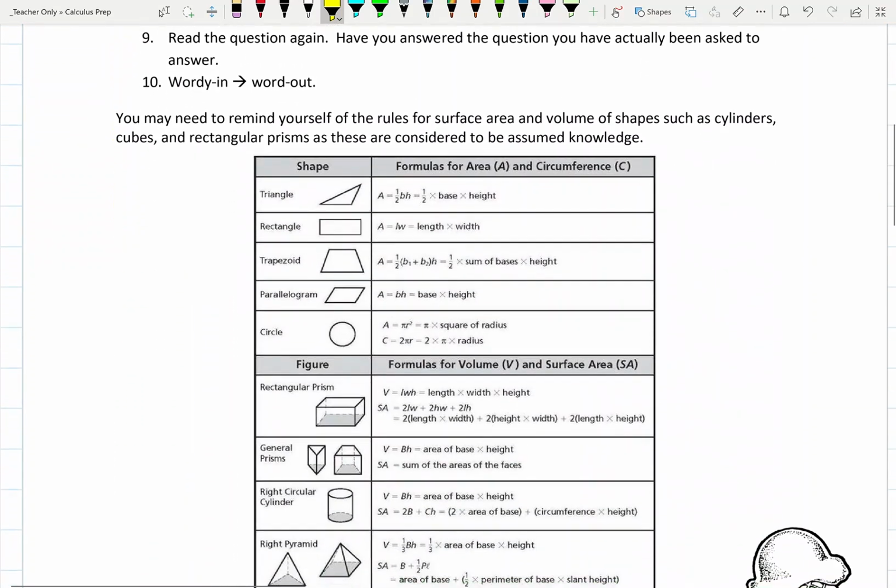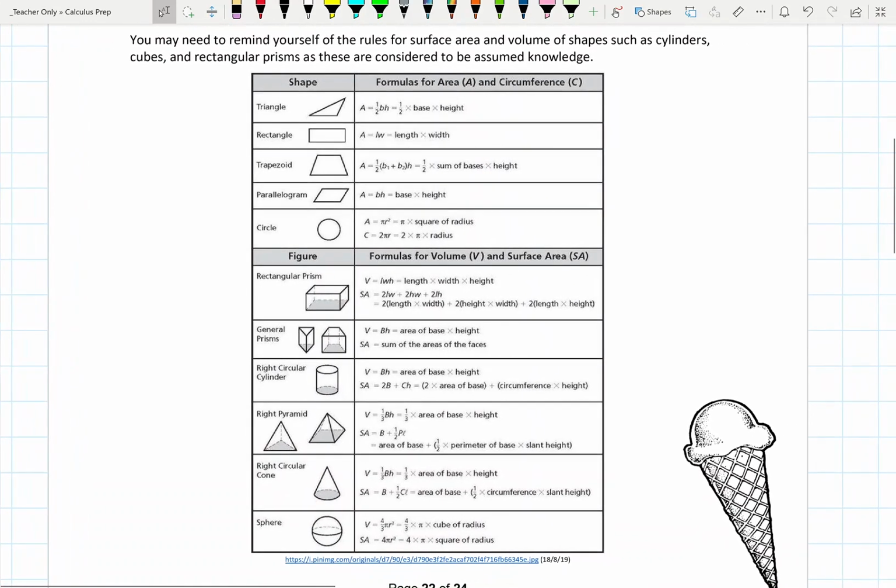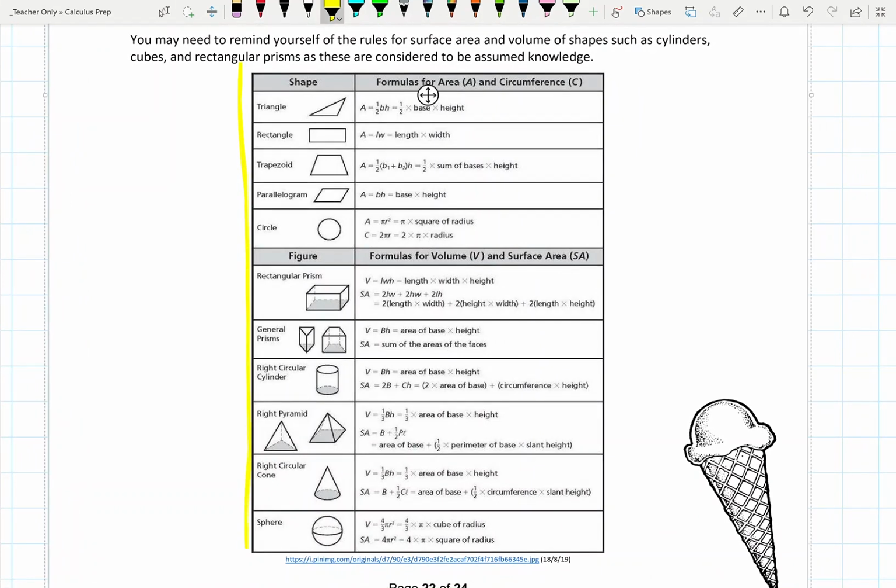Something else that you might need to be aware of is that when we're optimizing features of physical objects, it's usually something like an area or a volume. So you might need to remind yourself of some of the basic rules of surface area and volume of shapes. For example, if you happen to be doing an assignment on the surface area of a cylinder, then you would need to be familiar with those rules.